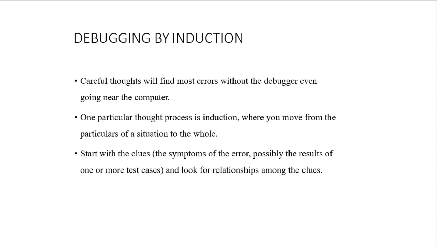Debugging by injection. It's one of the methods of debugging. It's a bottom up approach. In injection, one proceeds from the particular to the whole. That is, by starting with the symptoms of the error in the result of one or more test cases and looking for relationships among the symptoms. So it's following a bottom up approach, which means from one error or symptom, it finds out the relationship and it is reaching to the entire system.